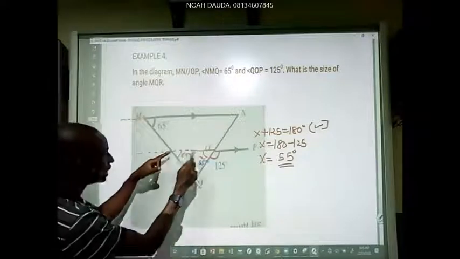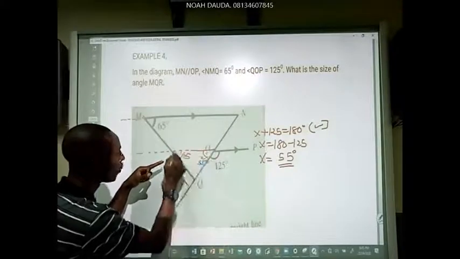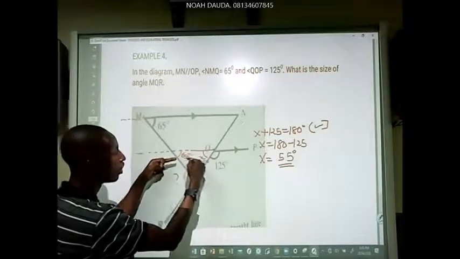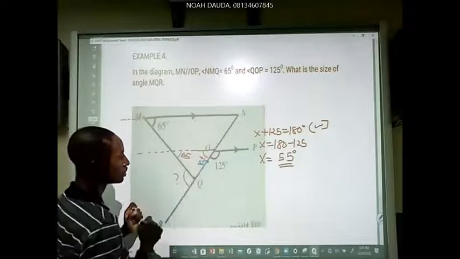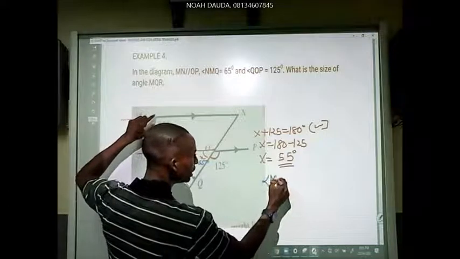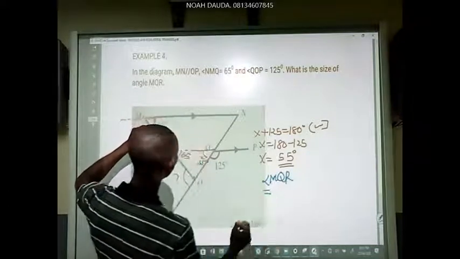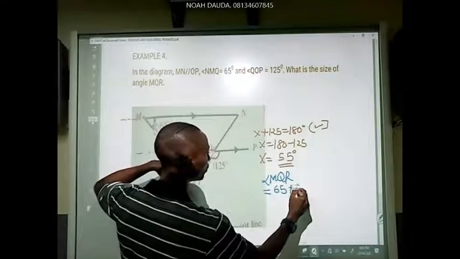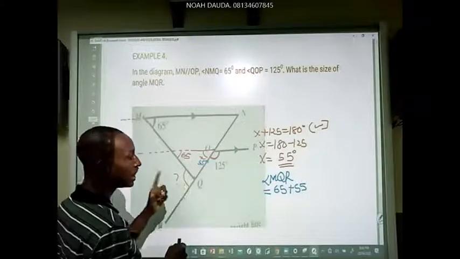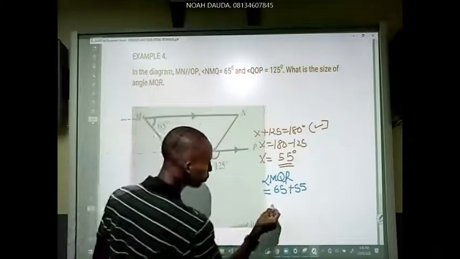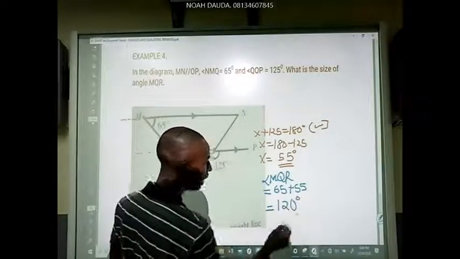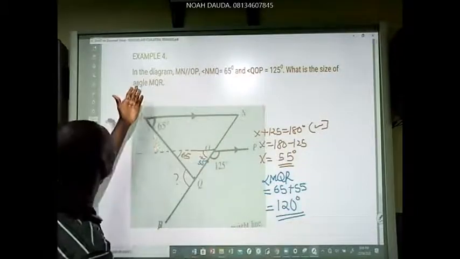And we are looking at this triangle, from this point to this point to this point, which forms a triangle. This is the sum of the two opposite interior angles, which is 65 and 55. And you have to determine angle MQR. Therefore, your angle MQR will equal 65 plus 55. Why? The sum of the two opposite interior angles of a triangle equals the exterior angle. So without having to stress yourself, your answer will be 120 degrees. And that gives us the final answer to angle MQR.